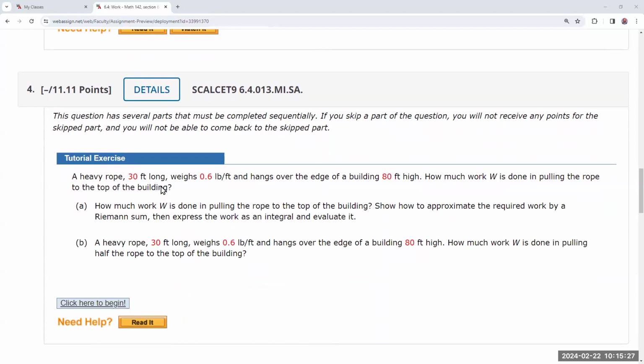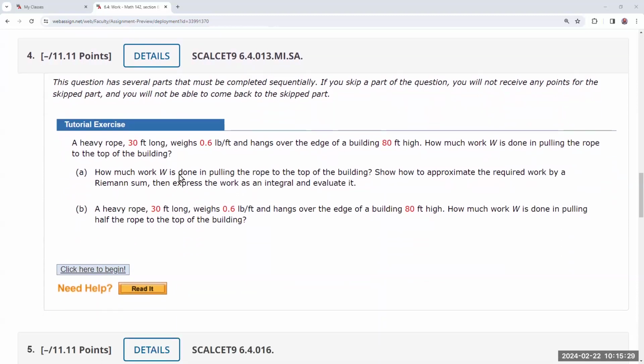We have a heavy rope, 30 feet long, with a linear density of 0.6 pounds per foot. You could multiply 30 times 0.6 to get an idea of how heavy the rope is in total. The important thing is it's hanging over the edge of a building 80 feet high. How much work is done by pulling the rope to the top of the building? If I'm conceptualizing this correctly, the 80 feet height of the building is not relevant here, because what we're really focused on is the 30 feet of the rope.